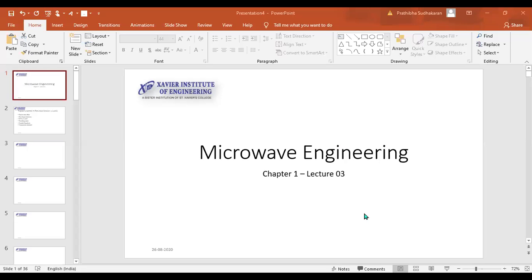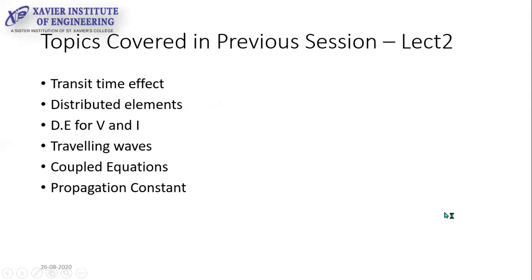So in this lecture, previously in lecture number 2, we have already done transit time effect. We know what distributed elements are right now. We have also covered the differential equation for voltage and current in a transmission line. What are traveling waves? What are coupled equations? And what is propagation constant? So these are the topics we covered in lecture number 2.